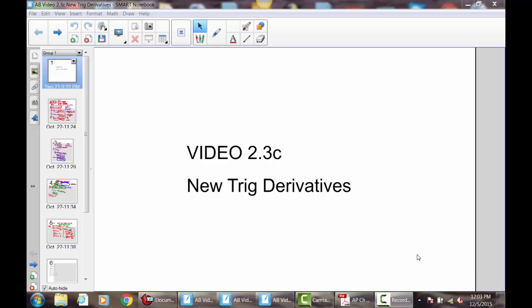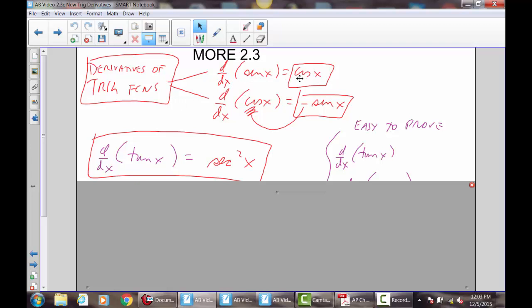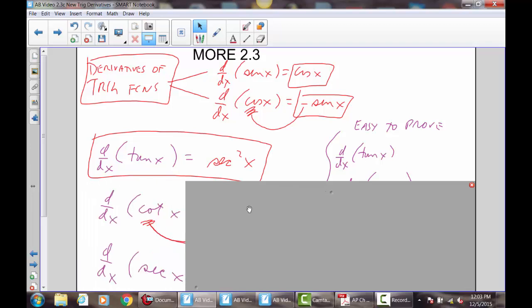These are new trig derivatives. So far we've only seen derivatives of sine and cosine. If you remember, the derivative of sine is cosine, and the derivative of cosine is negative sine. So we're going to learn the derivatives of the other four: tan, cotan, secant, and cosecant. The first formula is that the derivative of tan of x is secant squared x.